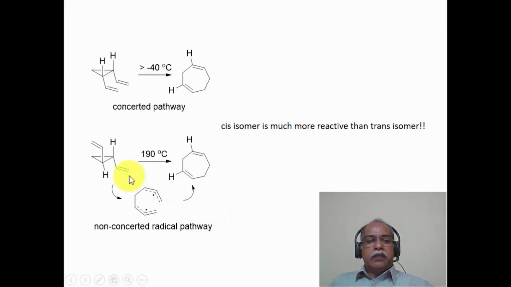So the reactivity difference between the cis-divinylcyclopropane and the trans-divinylcyclopropane can be explained on the basis of the close proximity of the two vinyl groups and the further away of the two vinyl groups in the trans isomer during the course of the reaction. This will easily form a cyclic transition state, whereas this cannot form a cyclic transition state. So this is a concerted pathway, whereas this is a non-concerted radical pathway that is invoked in this particular case.